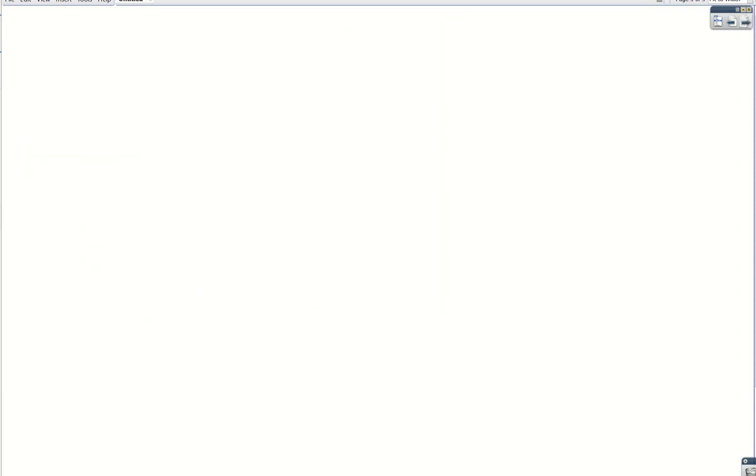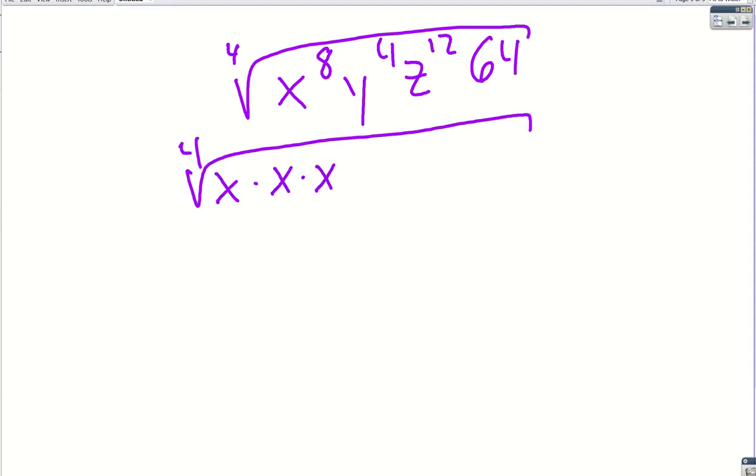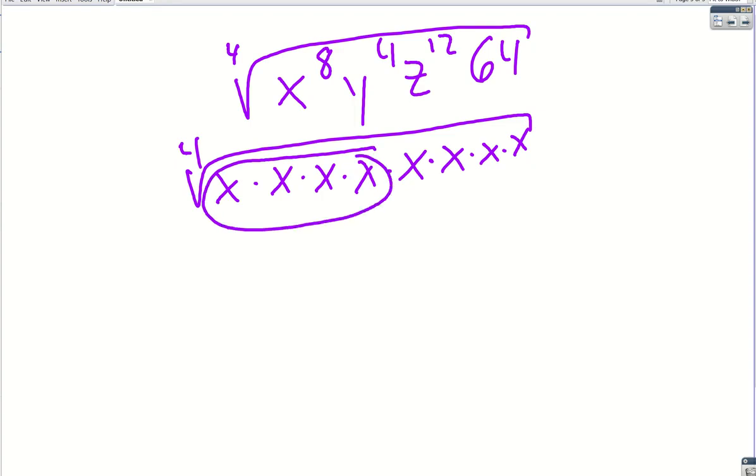And so for our last example, let's say they ask for the quad root of x to the 8th, y to the 4th, z to the 12th, and let's say 64 again. So what this really means is x ran out 8 times. So if I were just to do the x's, that'd be x, 1, 2, 3, 4, 5, 6, 7, 8. And that means I can count 1, 2, 3, 4 because it's quads. There's one group, and there's another group of 4.